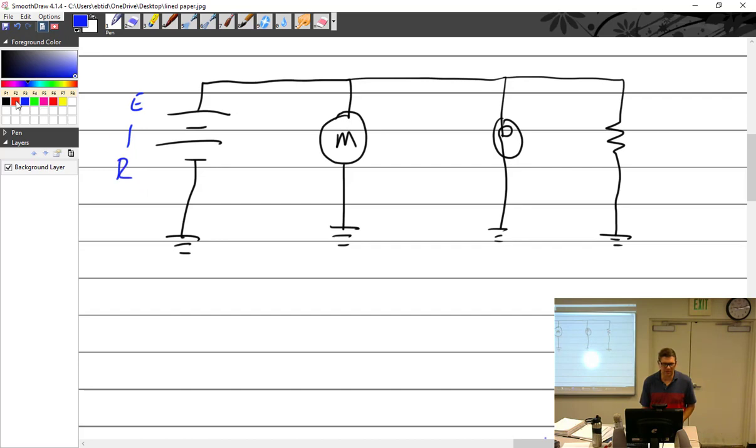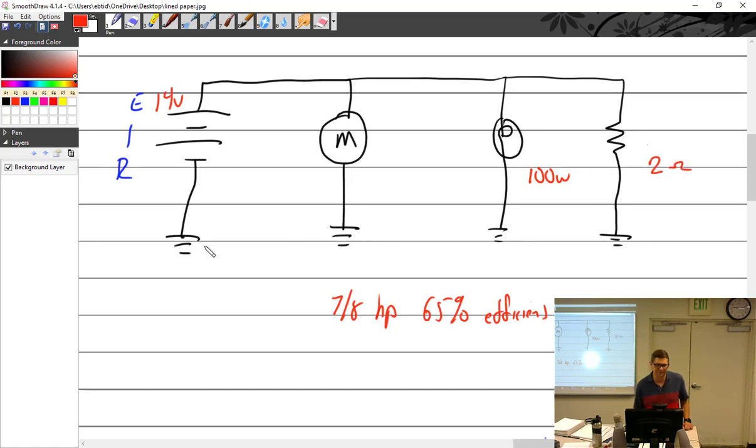EIR. So this can be a 14 volt system. I have a motor. What kind of motor? Well, it is a 7/8 horsepower motor that is 65% efficient. I have a landing light right here that is a 100 watt landing light bulb, and my cigar lighter, which will be 2 ohms. There we go.